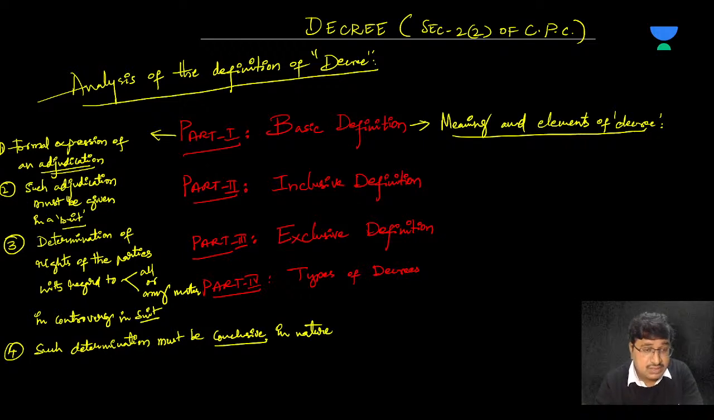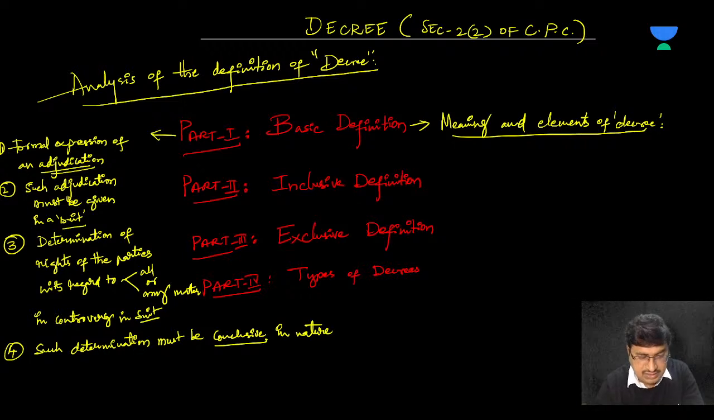Then such adjudication must be given in a suit. In order to constitute a decree, friends, the adjudication or the judicial determination must have been given in a suit instituted by the aggrieved party, instituted by the plaintiff. Here, friends, the counterclaim and the set off are also treated as separate suits. Therefore, the word aggrieved party is very suitable instead of using the word plaintiff.